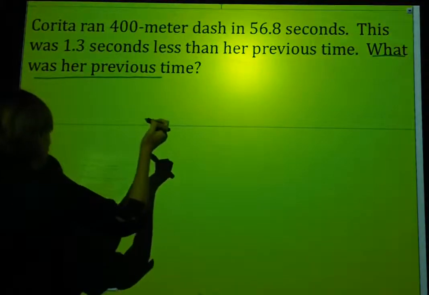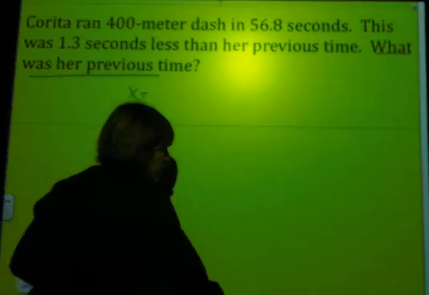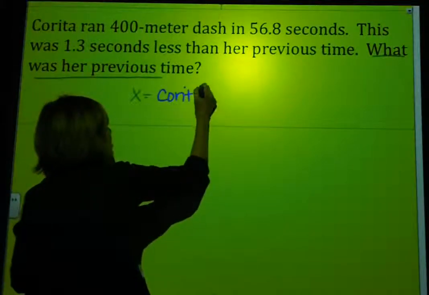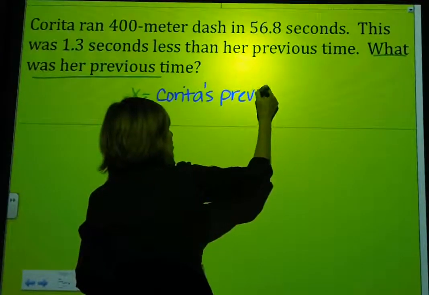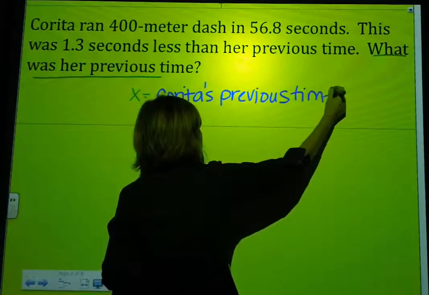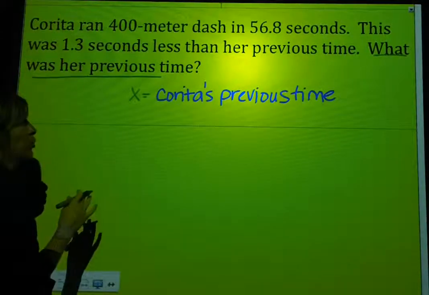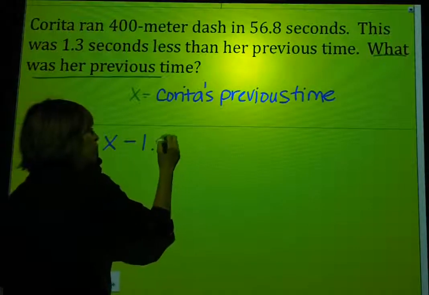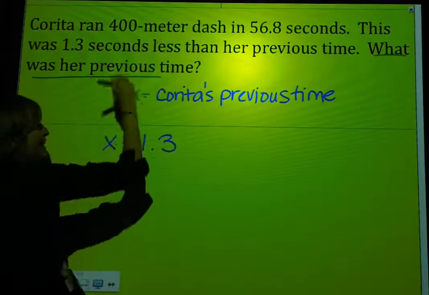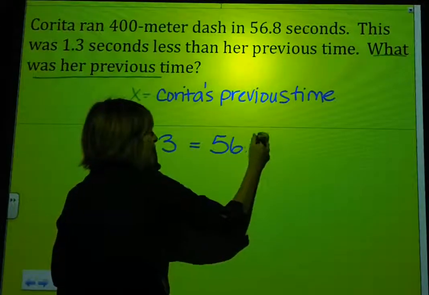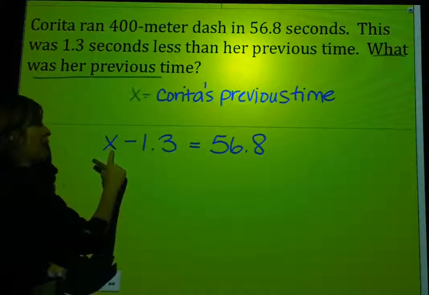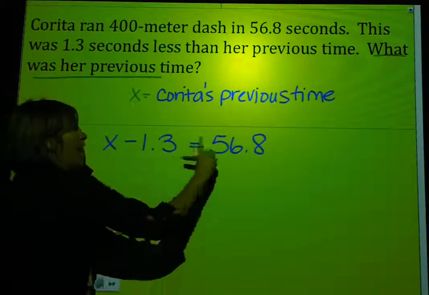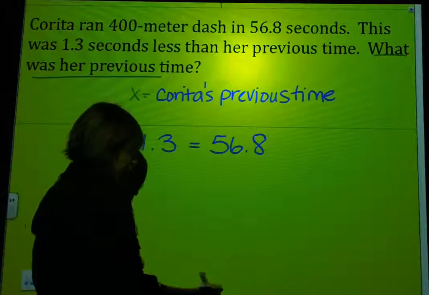So there's that question. What was her previous time? So I'm going to let X, okay, because I don't want to use T for time because T looks like a plus. So I'm going to let X equal Karina's previous time. Okay, so if I take her previous time and I subtract 1.3 because she did it in 1.3 seconds less, that's going to give me the time of 56.8. I subtracted that 1.3 because she did better, she went faster, and the time that she got on that faster time was 56.8.